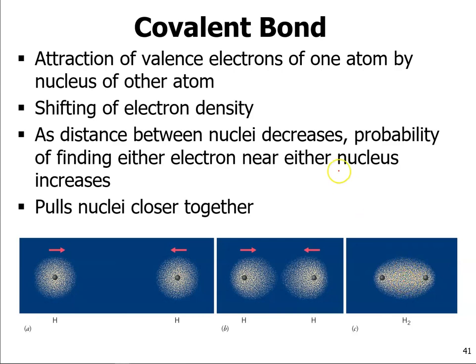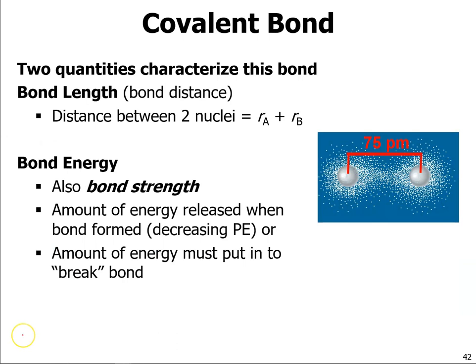And the distance between the nuclei, you can see these dark black orbs here are representing the protons. Those come together and are a lot closer in distance than they were as individual atoms. So these nuclei pull closer together and tether these nuclei together in this form.